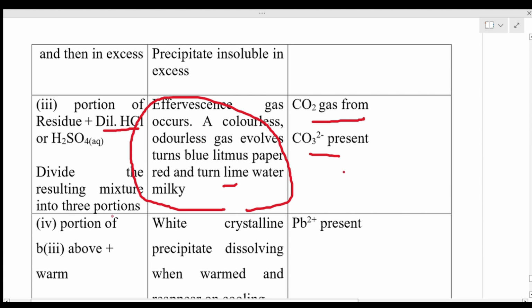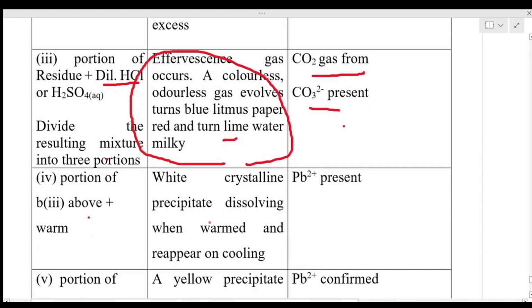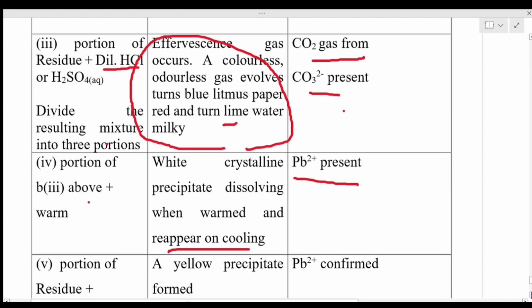Okay. Now, if you now divide the resulting mixture into certain portion that we have, this portion, if you add the portion that we had, and we try to warm it, okay, warming this portion, and we are seeing something like white crystalline precipitate which dissolves when warm, and reappears on cooling. It's dissolving when what, when warm. That's our precipitate, and it reappears on cooling. It is what, it is lead. Okay, you are working with Pb2 plus.